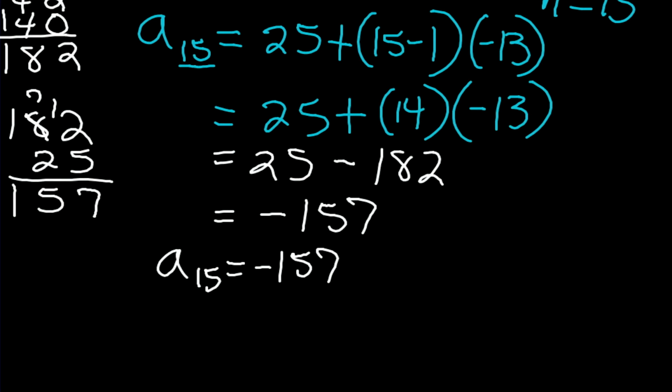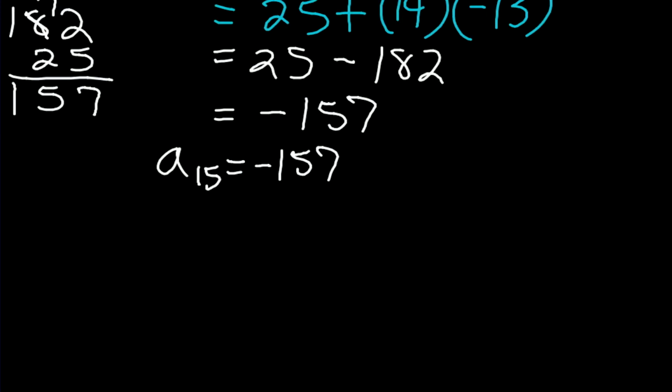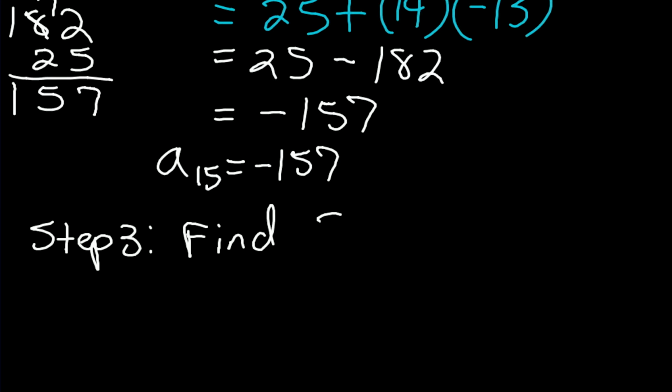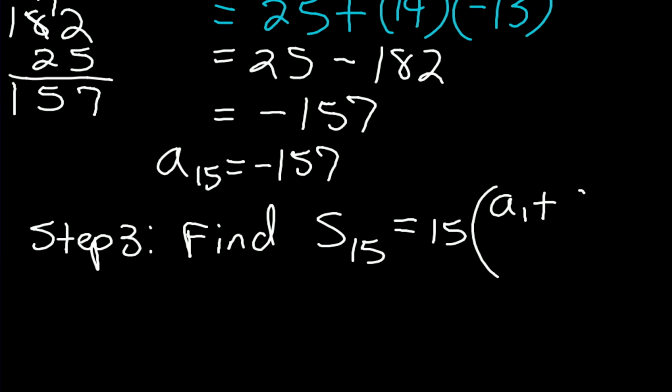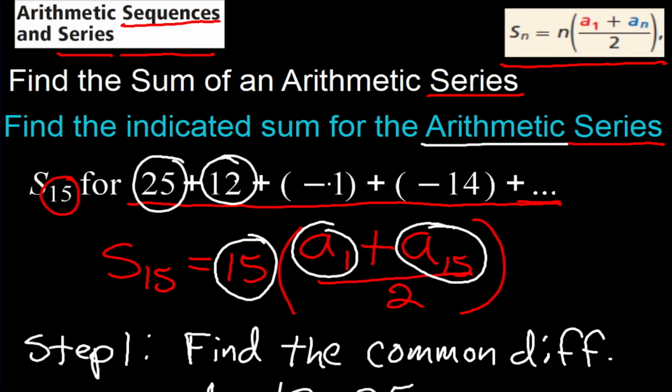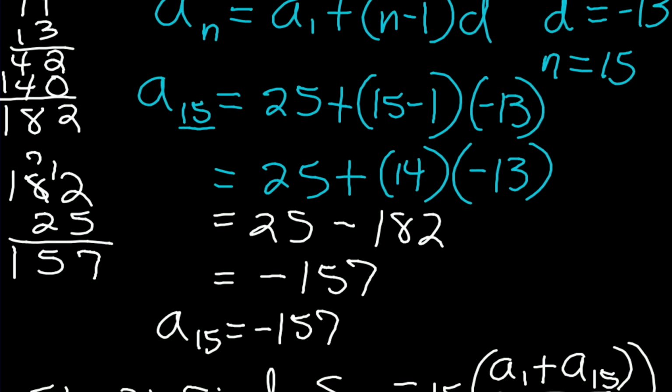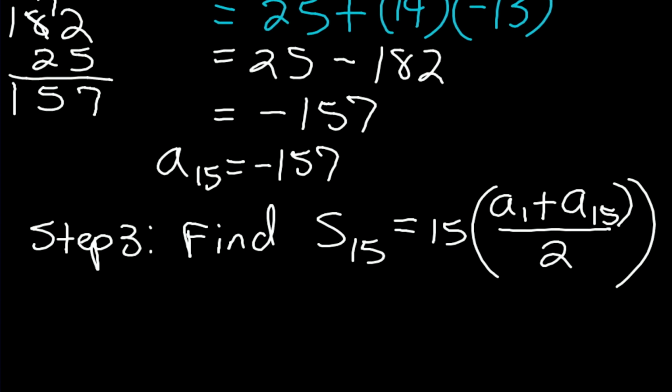So now I'm ready to find the sum. So step 3, find the sum of the first 15 terms. Remember, our formula was going to be 15, or n, times my first term, a sub 1, plus my 15th term, a sub 15, divided by 2. That was this equation that we had to begin with up here. All right, now let's go down and let's simplify that and substitute and work that out.